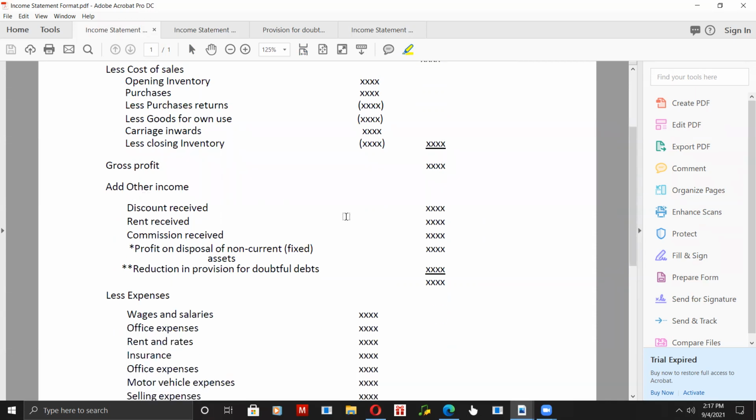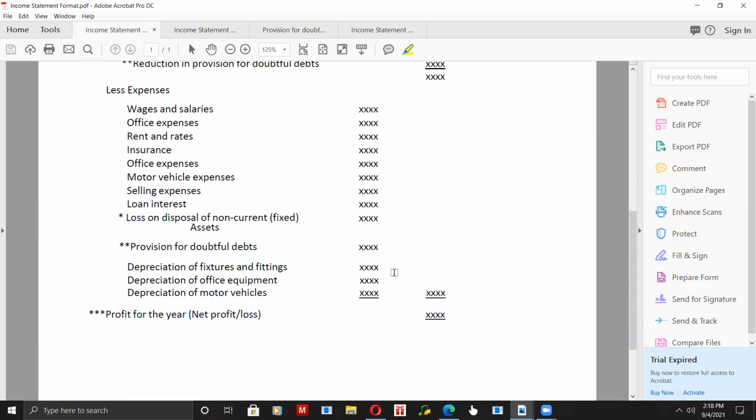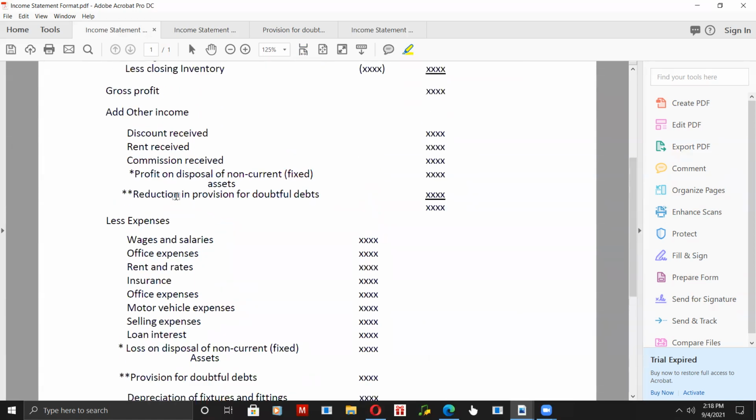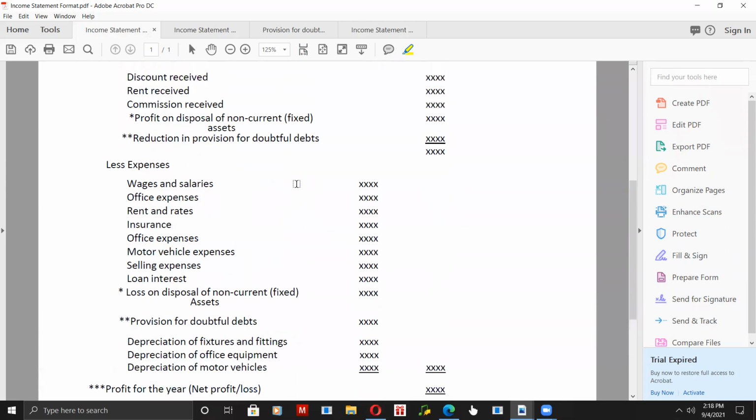Second thing we have is our other income. So with income, anything with received is an income, okay? So you've got your discount received, your rent received, your commission received, right? Anything received is an income. The other thing is disposal of an asset. So when you sell an asset at a profit, you get it over here. When you sell at a loss, it comes over here, okay? Loss on disposal. Then you've got your provision for doubtful debts. So this provision for doubtful debts, we're going to cover that later, right?